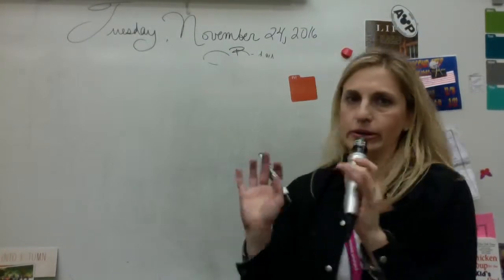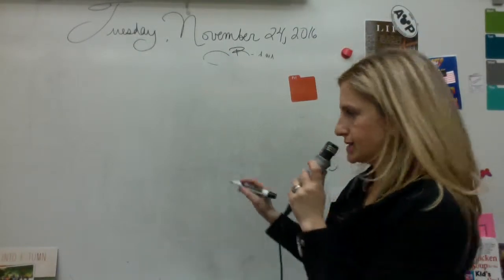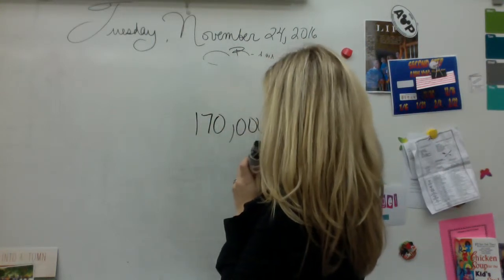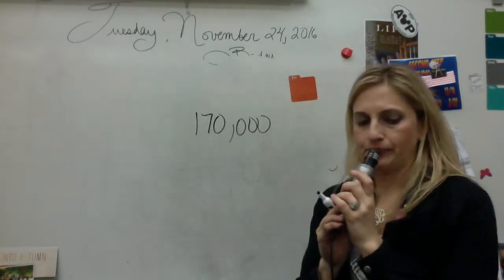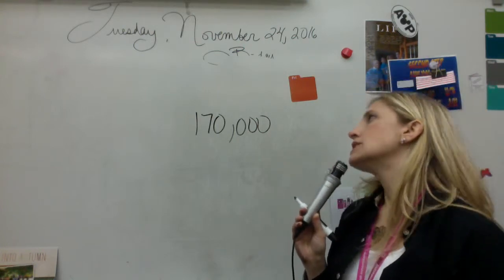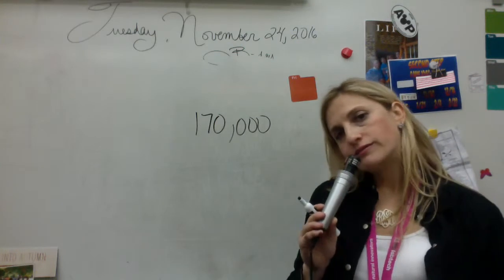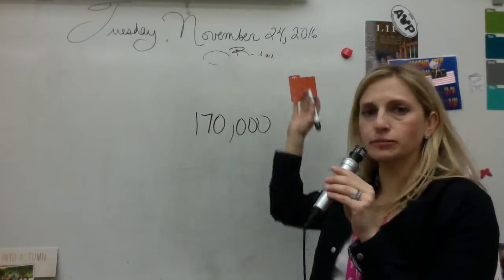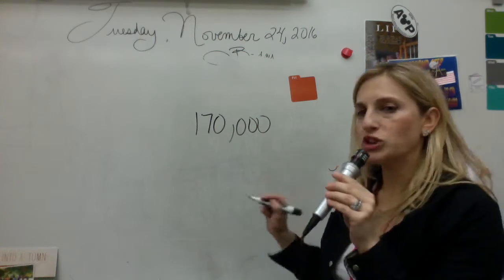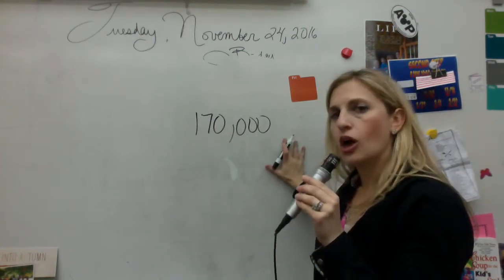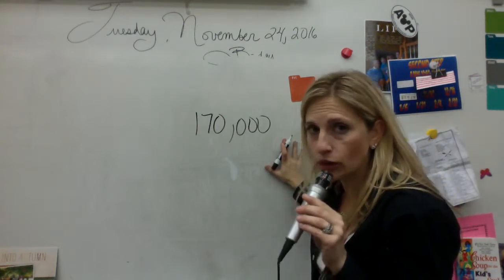Now, here's a question that will be on your test. Let's say when rounding to the nearest 10,000, you get 170,000. So there's this big number that, when you round it to the 10,000, you would get 170,000. What could the highest number be? What could the lowest number be?